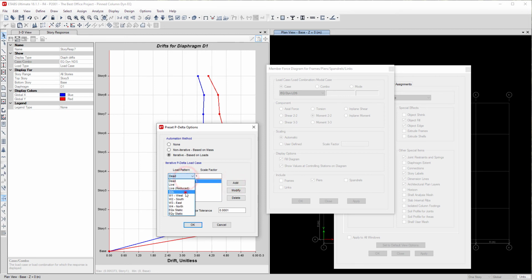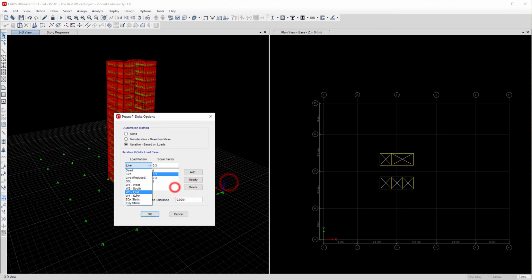So we add our dead load, superimpose dead loads, 30% of the live loads. Now we don't have a dynamic earthquake load case option to add in our P delta in Etabs. So what we can do is we can use the static load case and we can factor it up based on how much it was equivalent to the dynamic case.